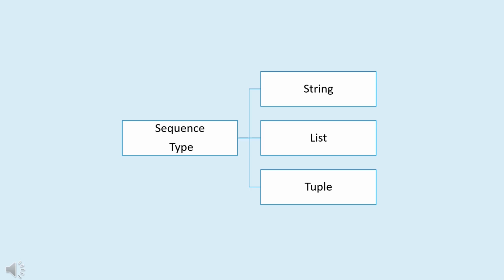Welcome back to everyone. In this video we are going to discuss sequence data types. In Python, sequence means a collection of different data types. There are several data types in Python. The first one is string, the next one is list, and the next one is tuple. In this video we are going to discuss the string. So let's go to the IDE.